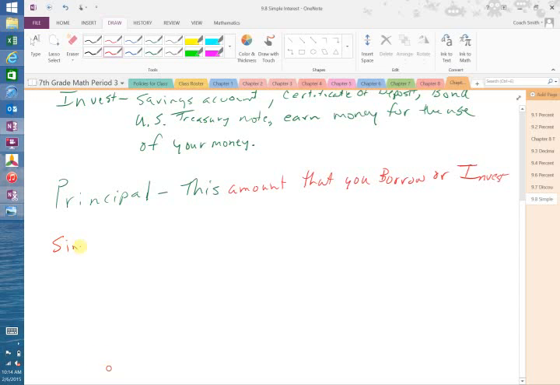Simple interest, and there is an actual definition for it. Simple interest is paid only on the principal.